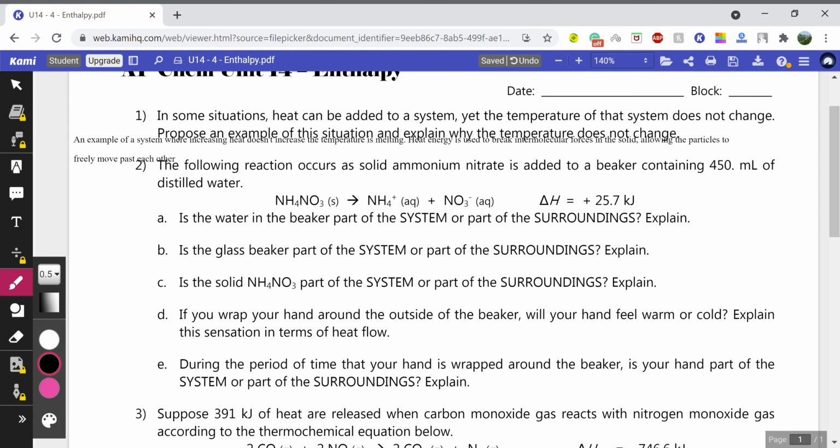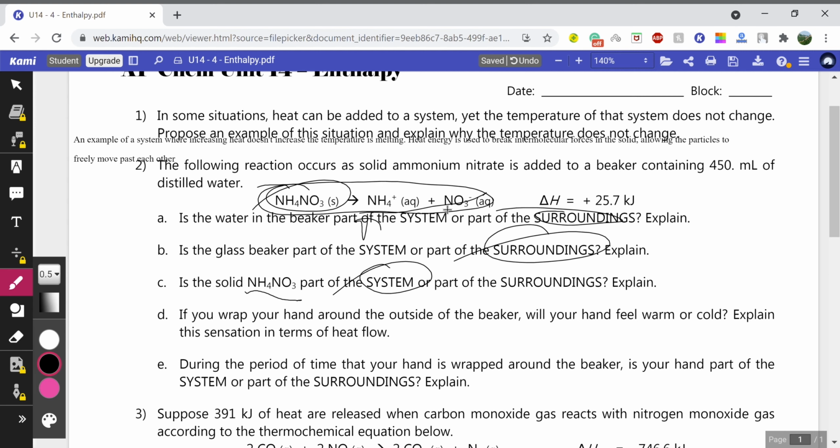Number 2, it says the following reaction occurs as solid ammonium nitrate is added to a beaker containing 450 milliliters of distilled water. So this is our system. Everything else will be the surroundings. So is water part of this? It is not. So water is the surrounding. Is the glass beaker part of this? It is not. So it's also surrounding. Is the NH4NO3 part of the system? It is, because it is what's being reacted. NH4NO3 is the substance undergoing thermochemical change. Everything else will be the surroundings.